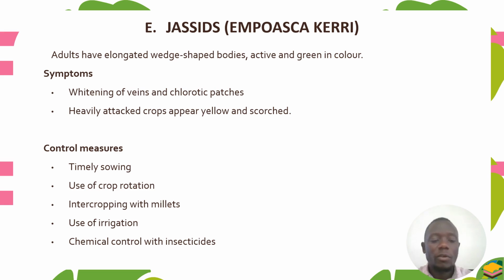Then intercropping with millet. If you intercrop the groundnuts with millet, it is also another way of controlling these jassids. Then I've got use of irrigation. If you flood the field, you are suffocating them. And if you are using overhead irrigation, you are washing them away. Then I've got control with the appropriate insecticides. So chemicals also can be used to control these pests.